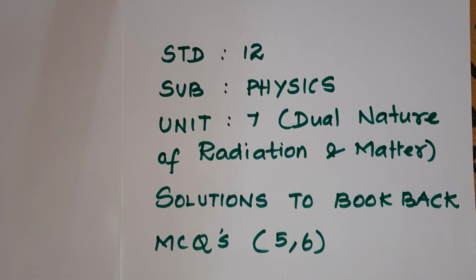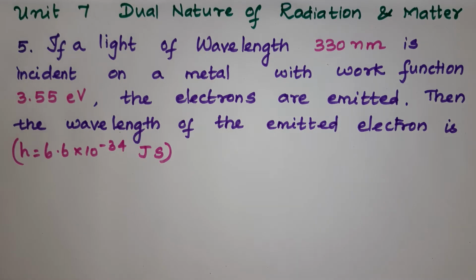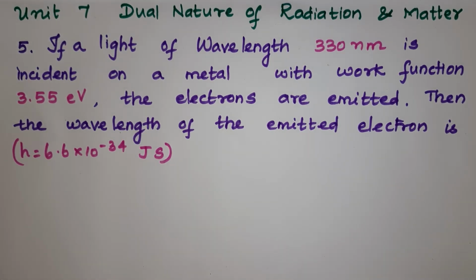Hello everyone. In today's session we are going to see solutions to the book back MCQs of Unit 7, Dual Nature of Radiation and Matter. If light of wavelength 330 nanometer is incident on a metal with work function 3.55 electron volt, electrons are emitted. Then the wavelength of the emitted electron is asked.